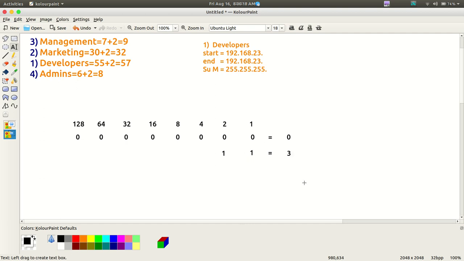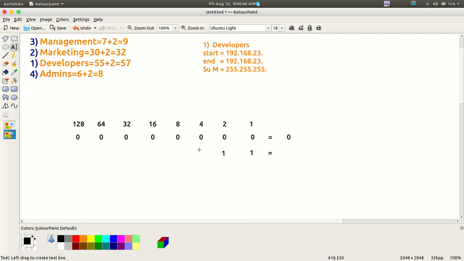So if you see your IP addresses starting at 192.168.23.0, ending on 192.168.23.3, you are getting 0, 1, 2, 3, right? Total you are getting 4 IP addresses. Here you are getting a total of 4 IP addresses. Still your requirement of 57 IP addresses is not accomplished, right? So what you have to do? You have to enable one more bit over here, okay?